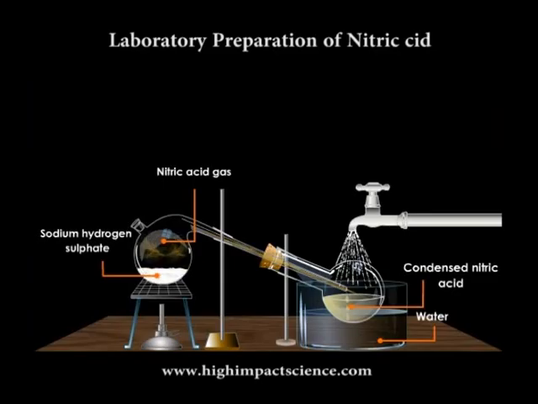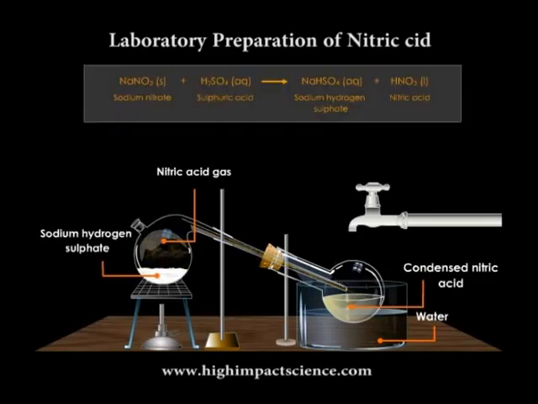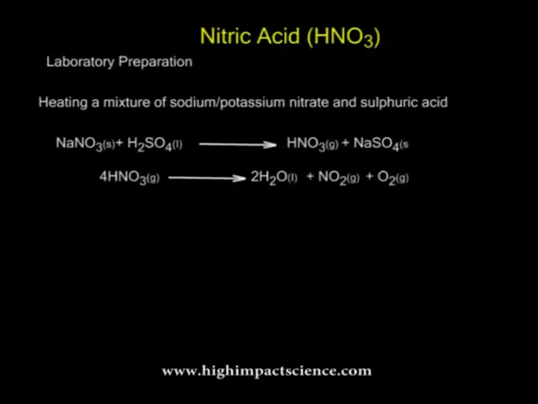Pure nitric acid is colorless. However, the fumes appear brown due to the presence of nitrogen 4 oxide, which is produced by slight decomposition of nitric acid by heat. The nitrogen 4 oxide dissolves in the nitric acid, imparting a yellow color. Nitrogen 4 oxide can be removed by bubbling air through the acid. Nitric acid formed in this method is 98% pure and is called fuming nitric acid.